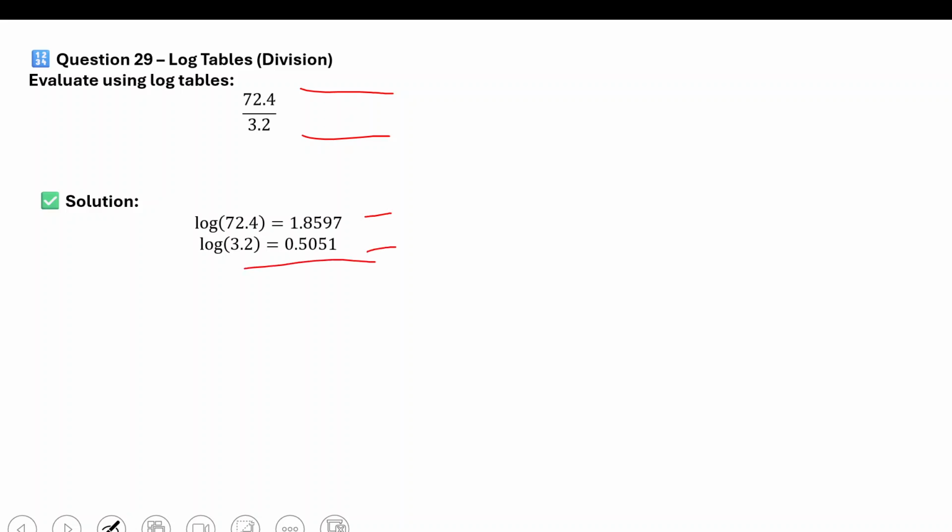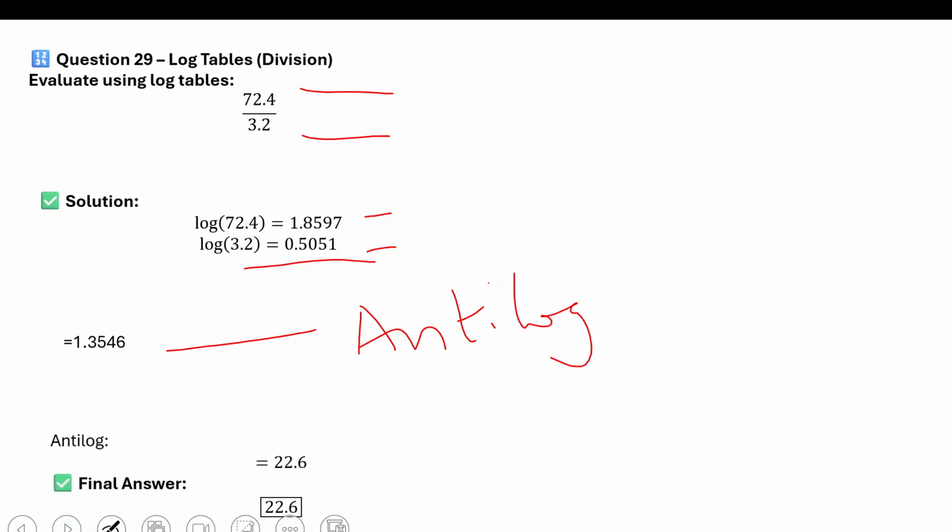Okay, so log table division. How do we divide this? You find the log of this with your table, find the log of this with your table, subtract the two of them and find the antilog. So the log of 72.4 is this, the log of 3.2 is this. You subtract the two of them, you get 1.3546. Then you get the antilog of 1.3546, getting 22.6.